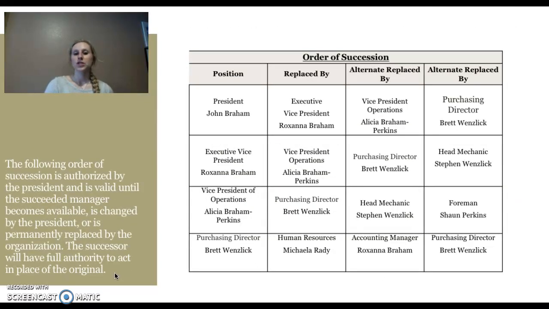The order of succession is as follows. The president, John Bram, would make overall decisions in the event of a disaster. The executive vice president, Roxana Bram, the vice president of operations, Alicia Bram Perkins, and purchasing director, Brett Winslick. As I said earlier, it is an informal construction company, and this was difficult to fill out and to assign responsibility for each person within the organization.